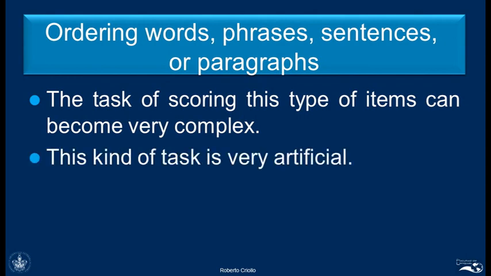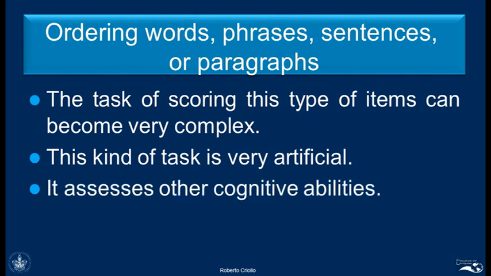We also need to say that this kind of task is very artificial, because in real life we don't go about reordering letters to create words, or rearranging words to create sentences, or rearranging sentences to create paragraphs. We normally don't do it that way. And of course, this kind of task assesses other cognitive abilities. There's some kind of a mental exercise in reordering things, and sometimes maybe the person is very good at English, but just cannot find the correct order of the letters to create a word. This is like some kind of a mental exercise. So normally, if we can, we should avoid this kind of task.